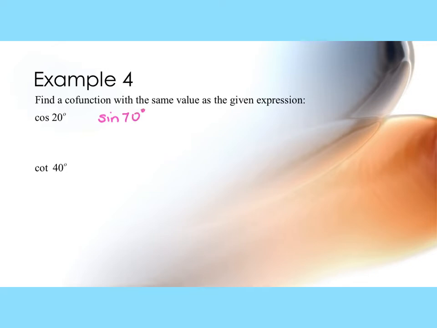If you had the calculator, you could find them both and verify that they're equal, but you won't have a calculator on a quiz, so you want to just be able to find it. Cotangent of 40 would equal what? Tangent 50. Good. Tangent of 50. So cosine with sine, secant with cosecant, tangent with cotangent, and then the next part is its complement.